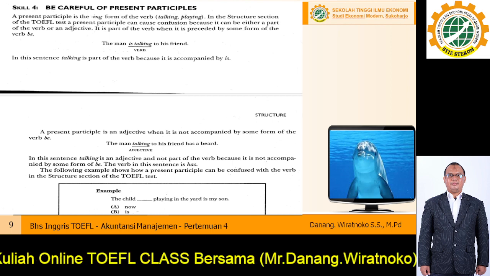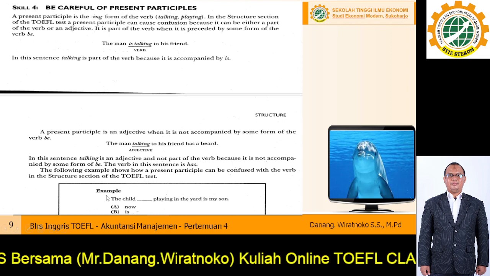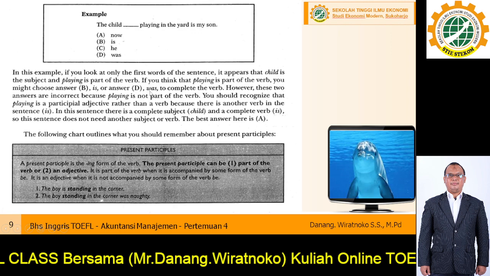The following example shows how the present participle can be confused with the verb in the structure section of the TOEFL test. Okay, so here, for example: the child playing in the yard is my son. If you look at only the first words of the sentence, it appears that the child is the subject and playing is part of the verb. If you think that playing is part of the verb, you might choose answer B: child is playing in the yard is my son.